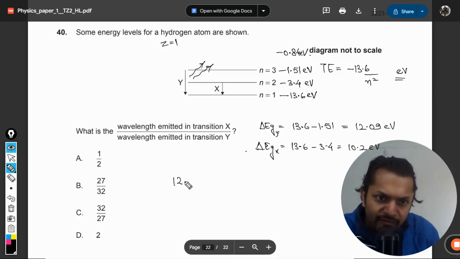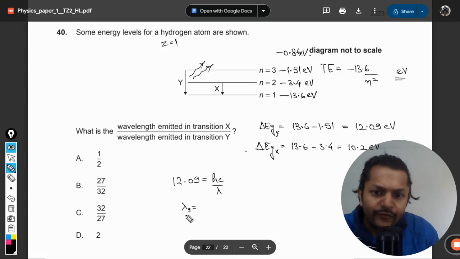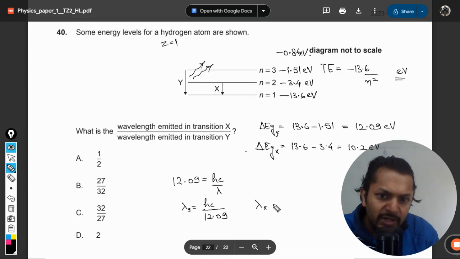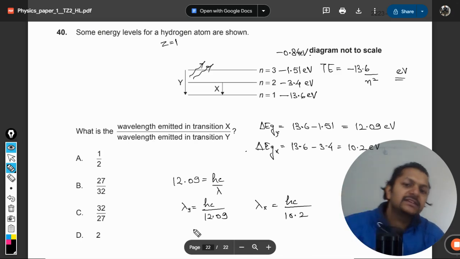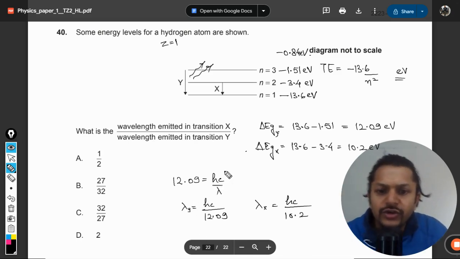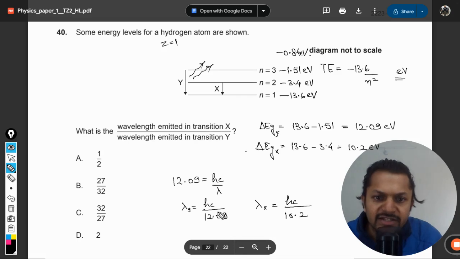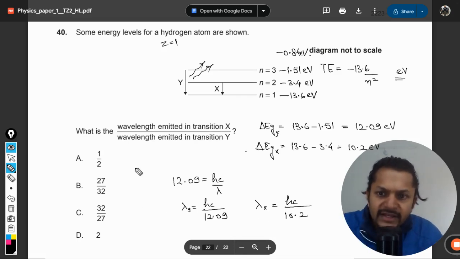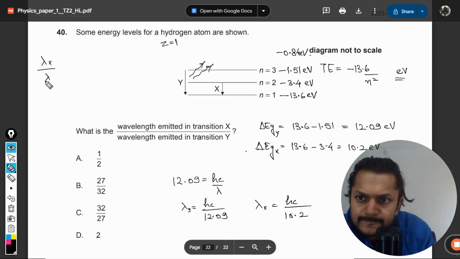So it will be 12.09 is equal to hc by lambda. I'm just taking it as lambda in the case of Y, hc divided by 12.09. Similarly, lambda X will be hc divided by 10.2. Yes, so we want to find the ratio here for the wavelength of X divided by Y. So it will be this divided by this. They are inversely proportional, so that will be 12.09 divided by 10.2.